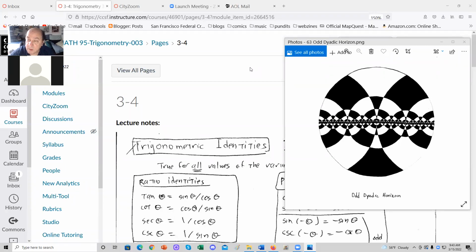This Zoom session is being brought to you by the fractal odd dyadic horizon. This is one I made up only this last year or so. I think it's really original.